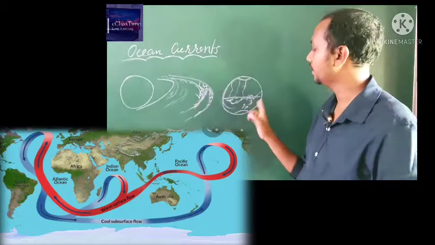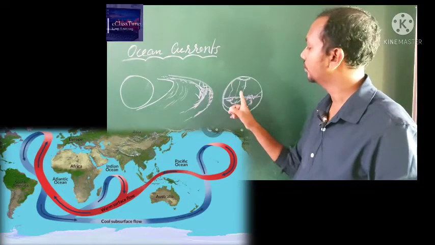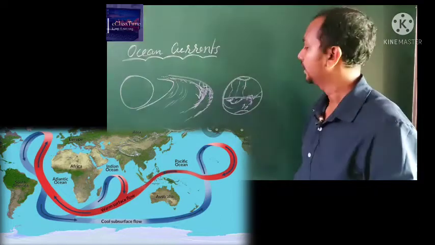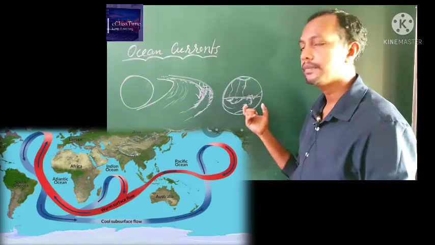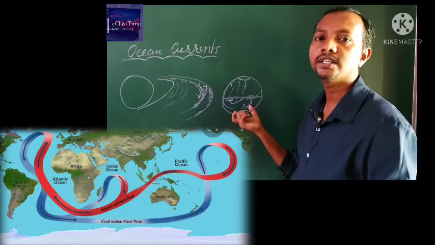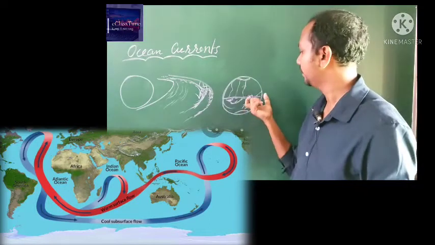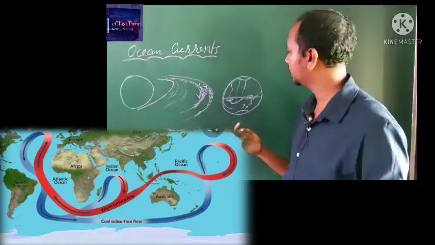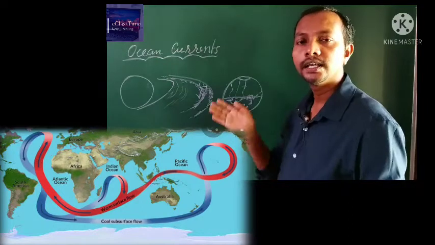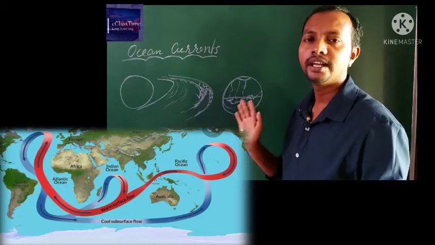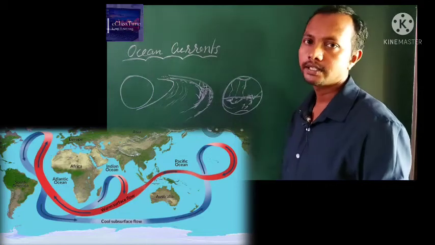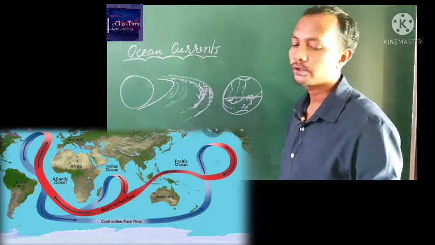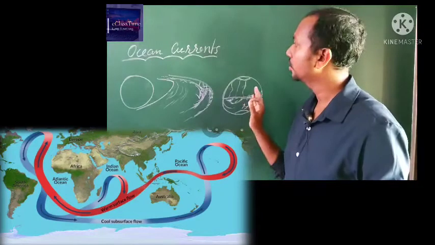So that is how the water current flows from one side to the other. Sometimes it cools the coastal areas, and sometimes it heats up the coastal areas' climate. Now what is this coastal area? The area on the side of the sea, the land body touching the sea, that is the coastal area. So this is all about ocean current.